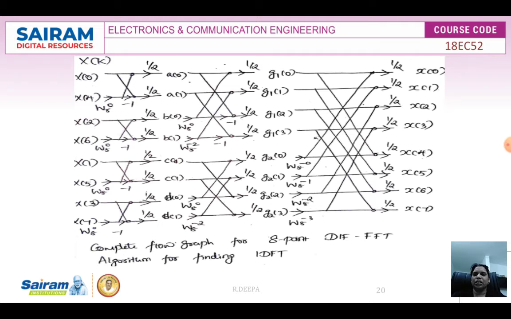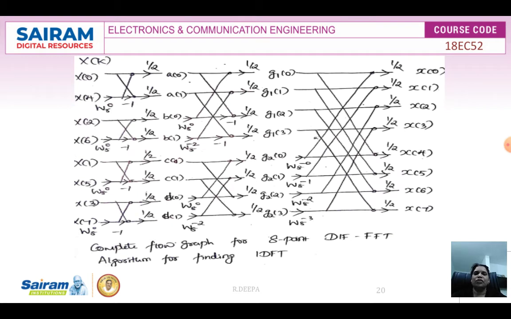And the intermediate outputs, as I told, you can name as x1 of n and x2 of n, whereas in the derivation I named them a, b, c and d. Here I have represented them as a of 0, a of 1, b of 0, b of 1, c of 0, c of 1, d of 0 and d of 1. Whereas while solving problems, you can name them with respect to the final output as x1 of 0, x1 of 1, x1 of 2 up to x1 of 7, instead of a, b, c and d.